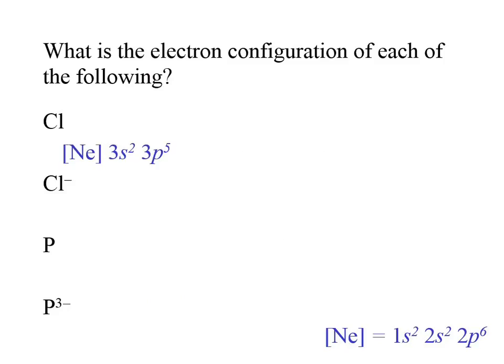So chlorine, a 7A element, actually the 7 electrons beyond neon are configured 3s2, 3p5. So neon, 10 electrons, and then we have 3s2, 3p5. So if it picks up 1 electron, as 7A elements do, notice now that 5 is going to change to a 6. So we have neon, 3s2, 3p6.